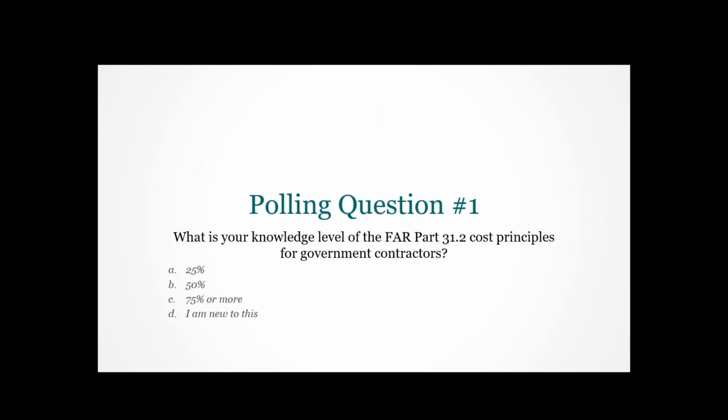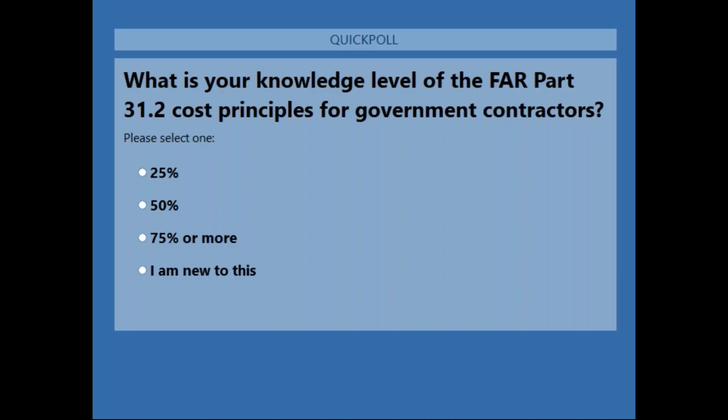Before we begin and jump in, we have to go over our first polling question. The first question is, what is your knowledge level of FAR Part 31.2 cost principles for government contractors? Is it about 25%, 50%, 75% or more, or are you completely new to this? Please take a moment now to put in your responses.